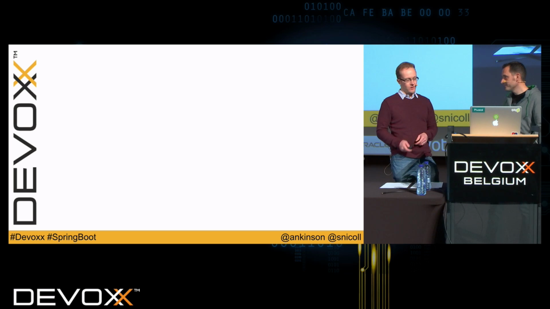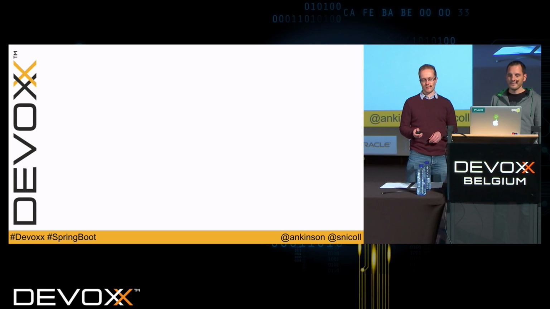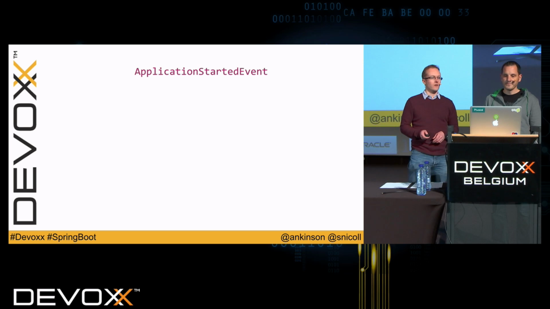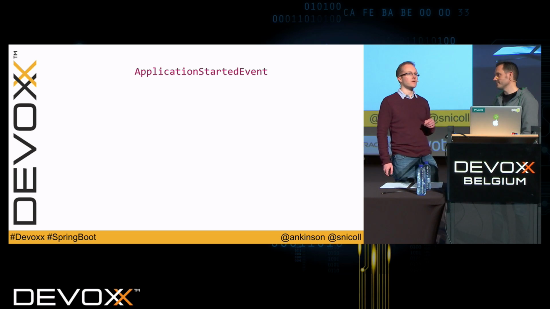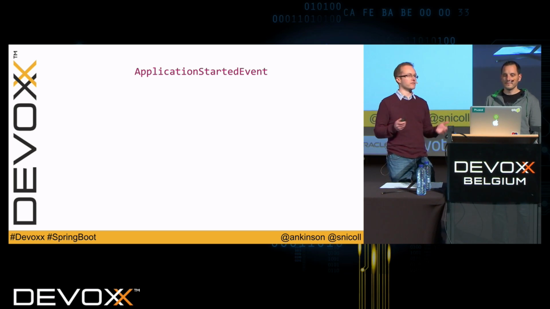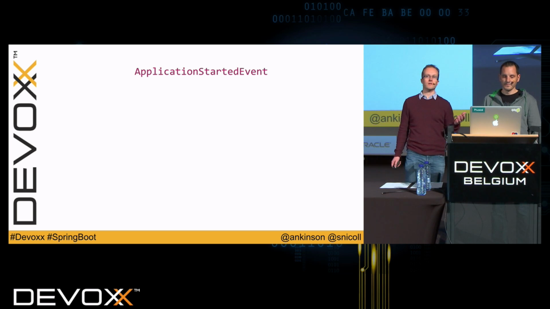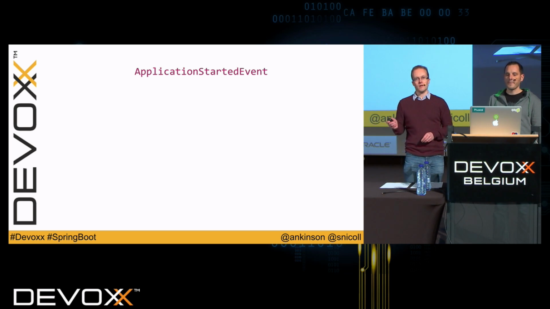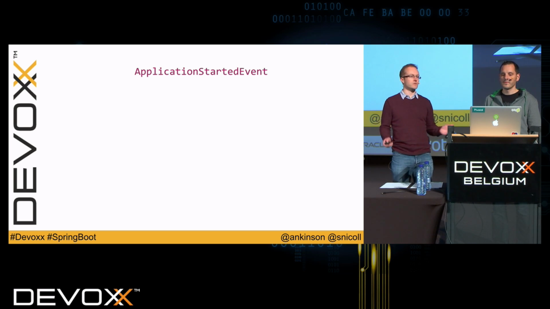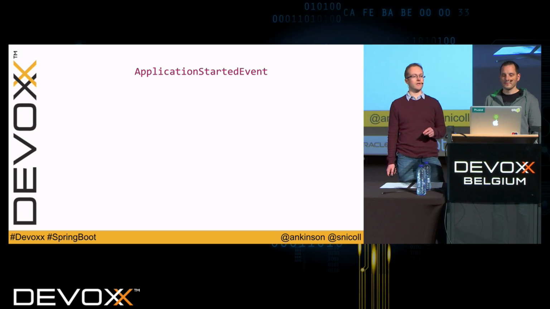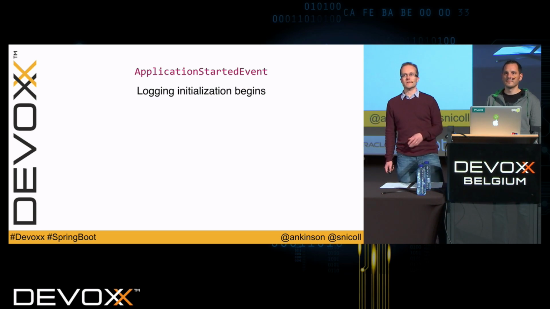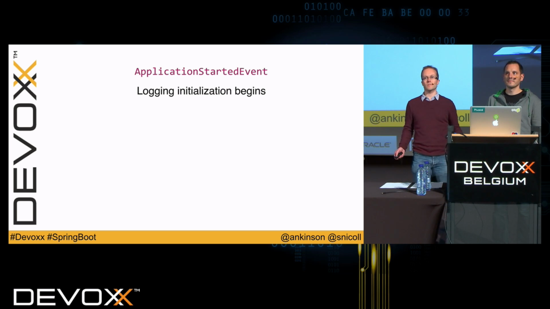All right, so that was how to customize the environment. We'd now like to talk a little bit about what happens when your application starts up, and that ties into how the environment gets set up and when an environment post-processor runs. When you start a Spring Boot app, so when you've called run on your Spring application, one of the very first things that happens is that the application started event is published. At this point, we initialize the logging system. This is basically saying to the logging system, you're starting up, get ready to start logging stuff.